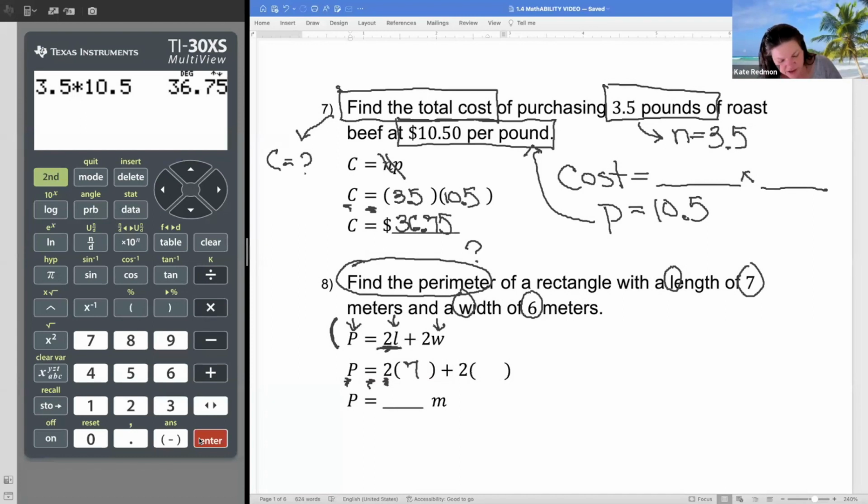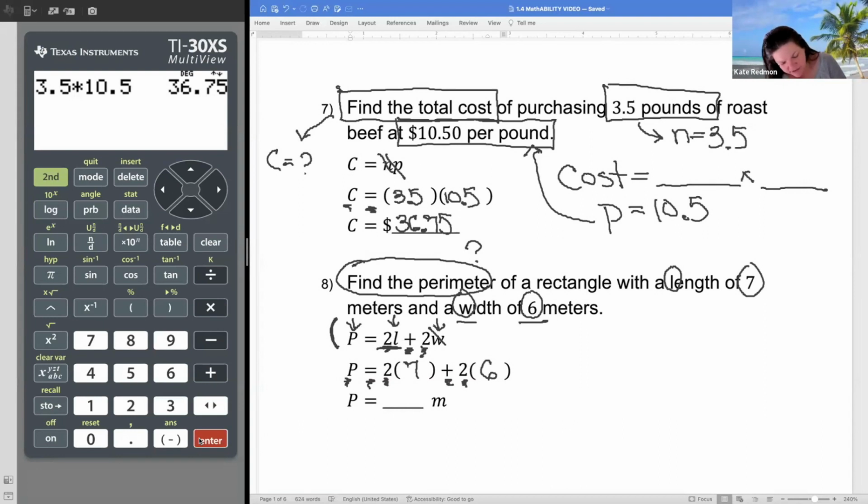Now notice operations don't change. There was a plus, there's still a plus. And like we said, numbers don't change. There was a 2 and there's still a 2. But if I have a letter and I know what it's equal to, I will trade that out. So W I'm trading out for 6. And again, we have parentheses there to signal that those two things are multiplying.